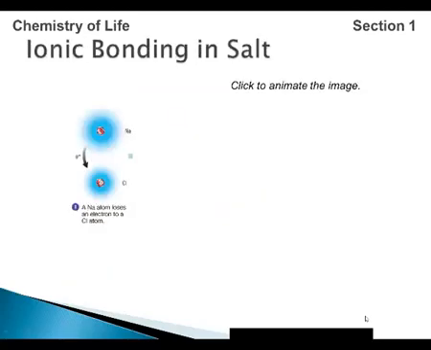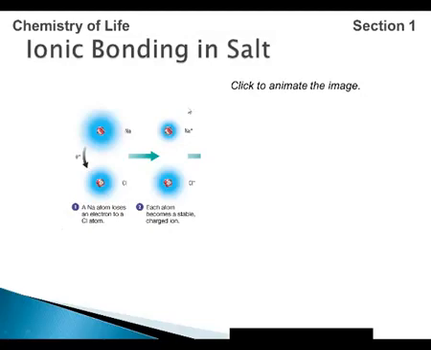Alright, so looking at ionic bonding, and specifically we're going to look at simply table salt. Table salt is a combination of sodium and chlorine atoms. So this first section of the slide right here, a sodium atom loses an electron to a chlorine atom. So sodium gives up an electron. Each atom becomes a stable charged ion.